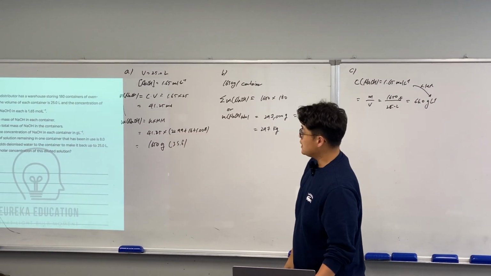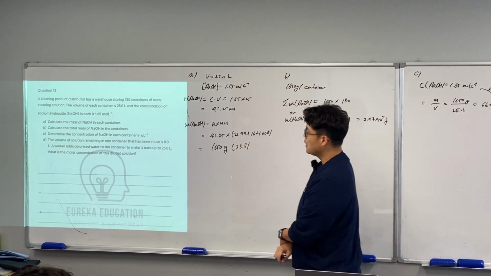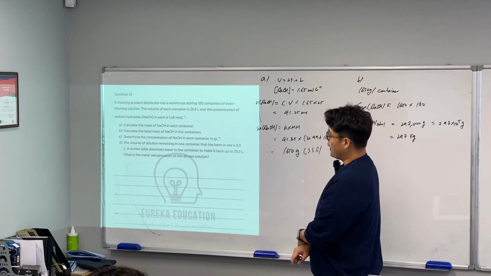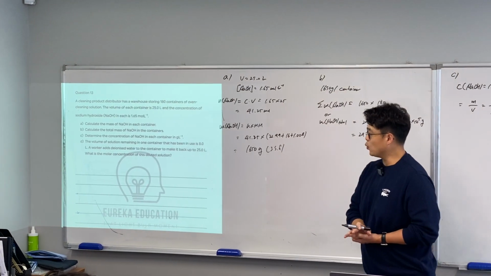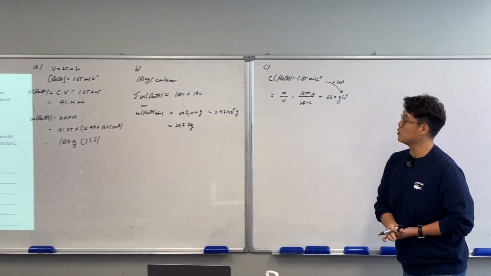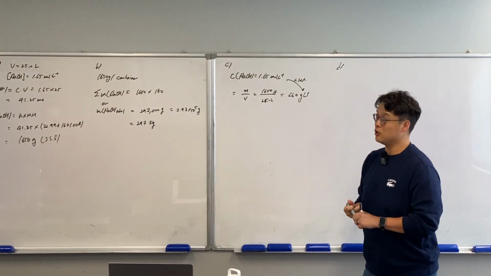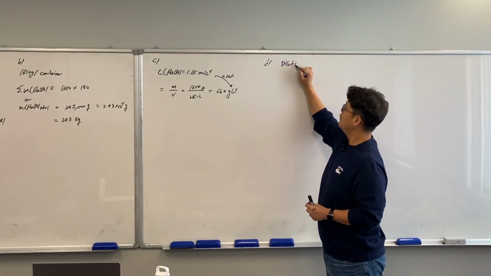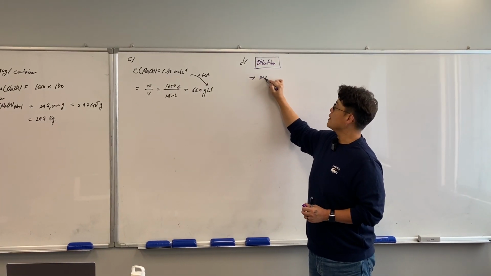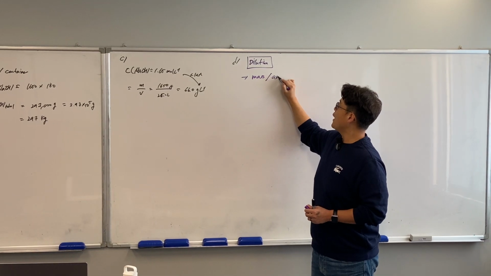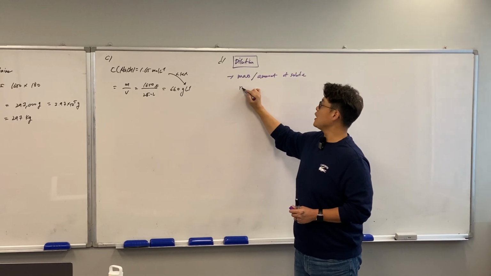Okay, D: the volume of the solution remaining in one container that has been used is 8 liters. A worker adds deionized water to the container to make it back up to 25 liters. What is the molar concentration of this diluted solution? So one thing that you need to understand about dilution: during the dilution process, the mass or the amount of the solute always remains the same.